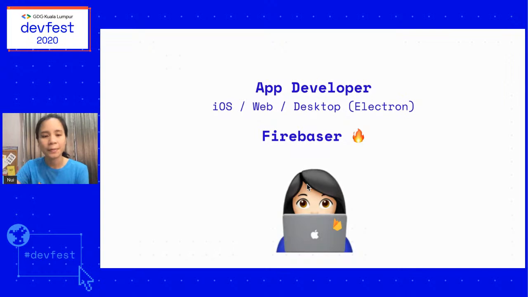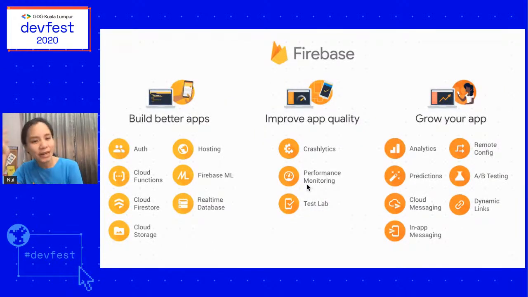So I assume that everyone knows about Firebase already, which is a bunch of tools that can help you build an app without worrying about setting up the backend or the infrastructure. There's a set of tools here, though this slide is missing a lot of new tools. But the concept of Firebase is a cloud platform where you can set up your app quickly, and there are tools to help you build a better app, improve app quality, and grow your app.